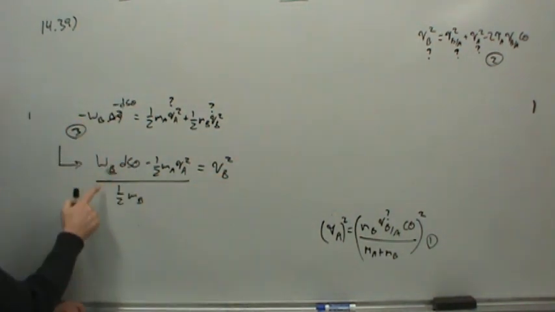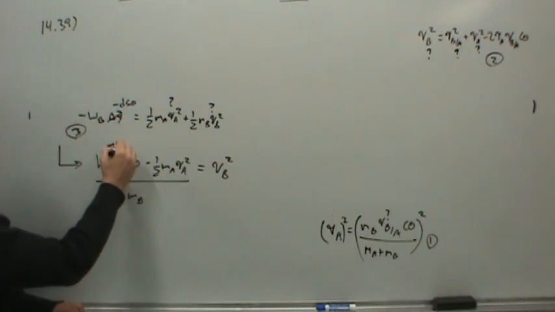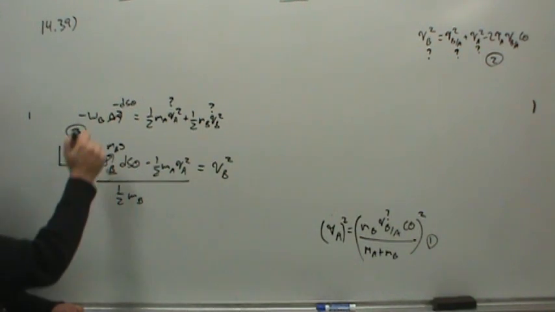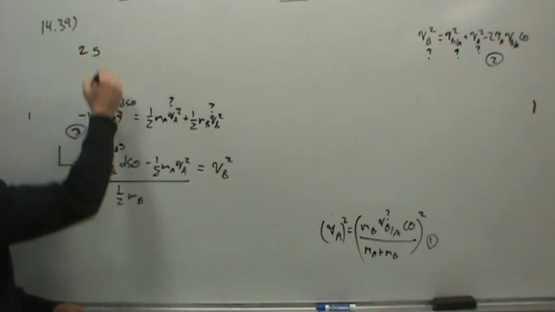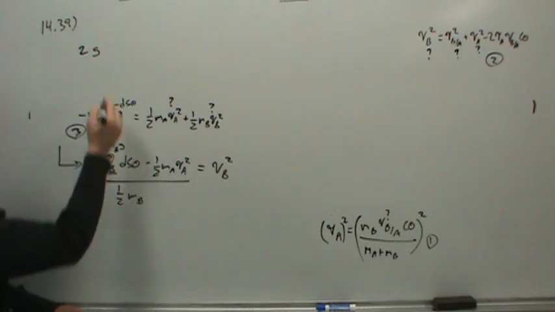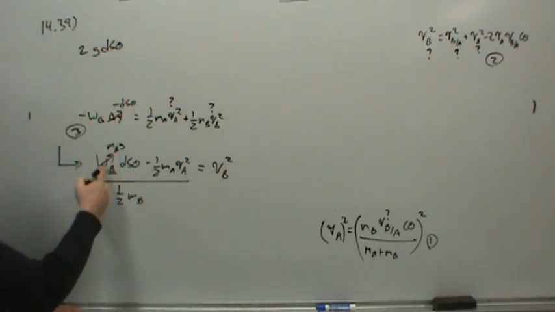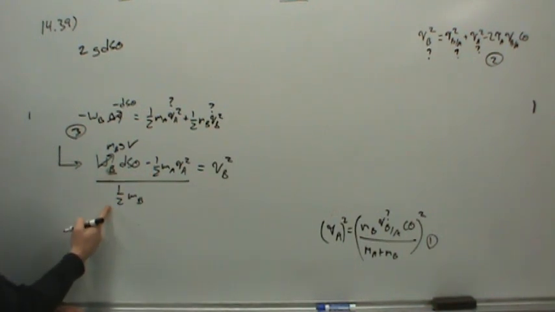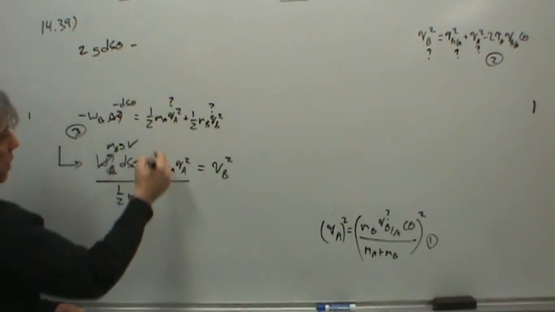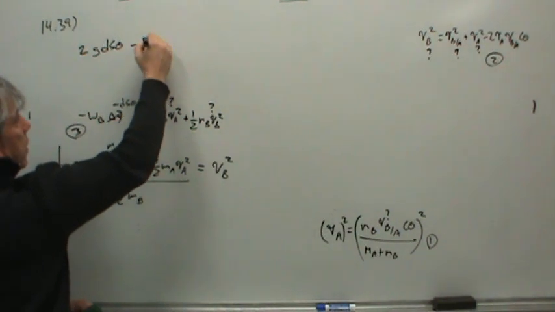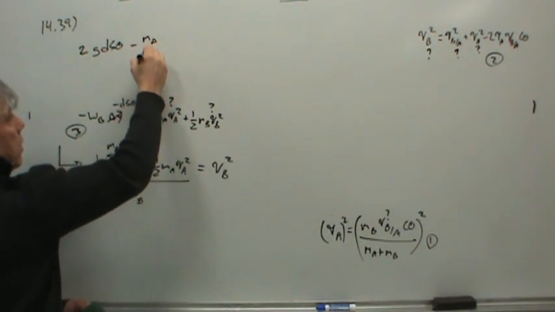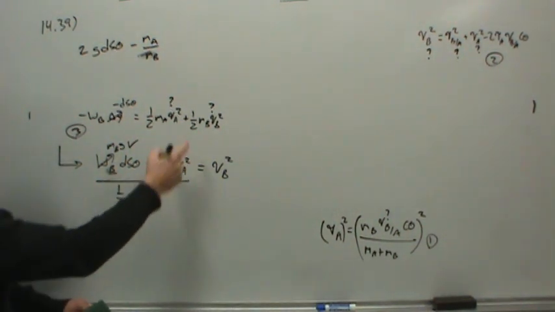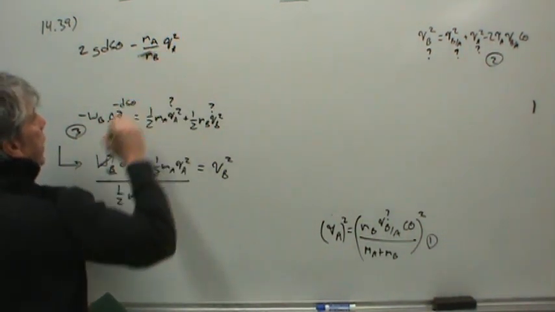Well, that can be written as, we'll make some simplifications. Notice the weight of B is the mass of B times g. So this first term, you'd invert and multiply, and you'd have 2g, because the two masses would cancel here, d sine theta, that's our first term, minus, well, the 1/2s would cancel. So we have minus mass of A over mass of B times the velocity of A squared.